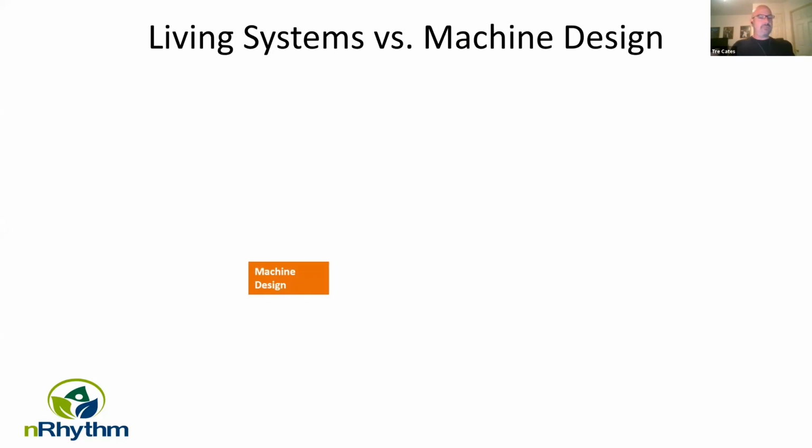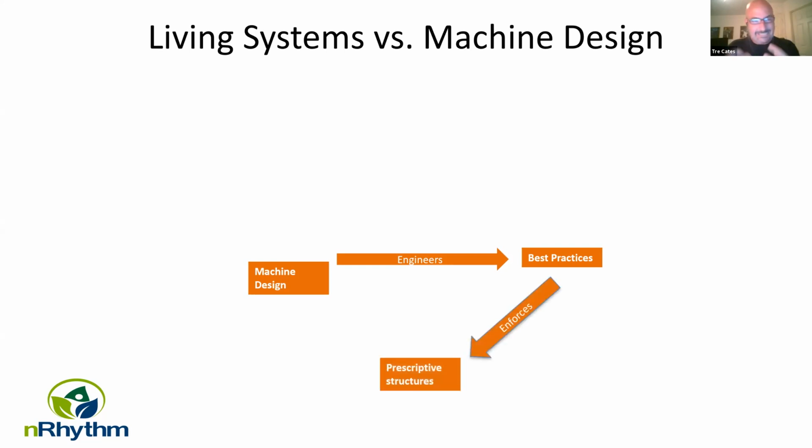So with that, when we think about this in review, the machine paradigm is incredible at doing a couple of things. It engineers best practices. As we all know, best practices is what and how we replicate things. And those best practices result in enforcing this deep prescription. And that deep prescription, when we apply it to a living system, we believe degenerates the health of the system.